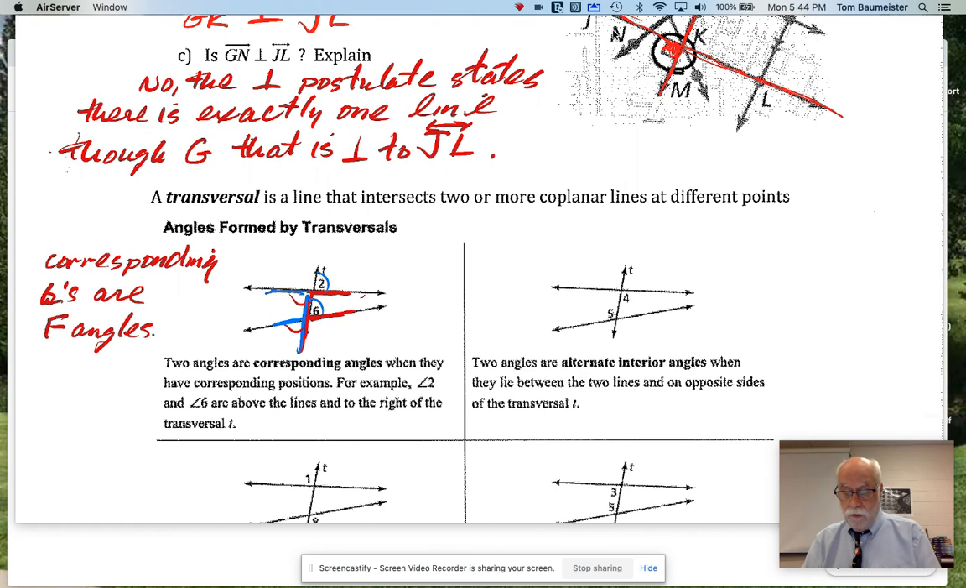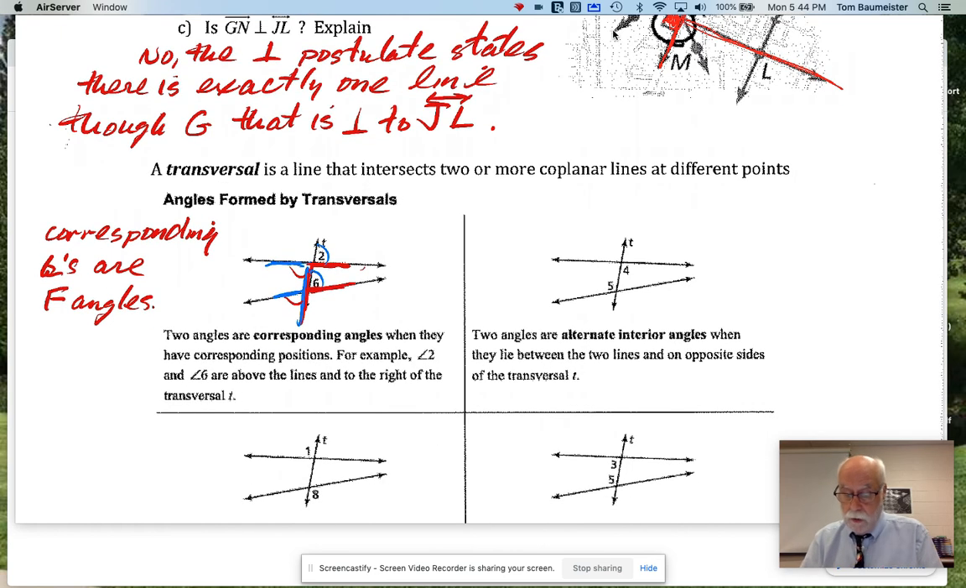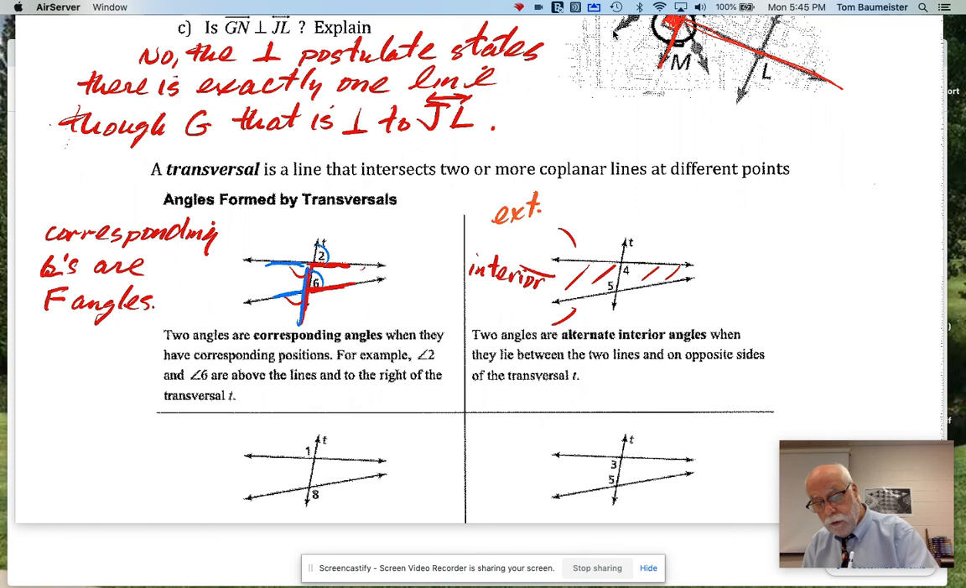Alternate interior angles. Two angles are alternate interior angles when they lie between two lines. So they're on the interior. If we look here, this would be the interior of the two lines. And then this here and here, those would be exterior, or the outside of those two lines.